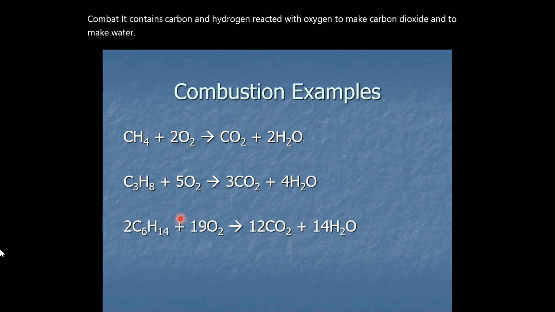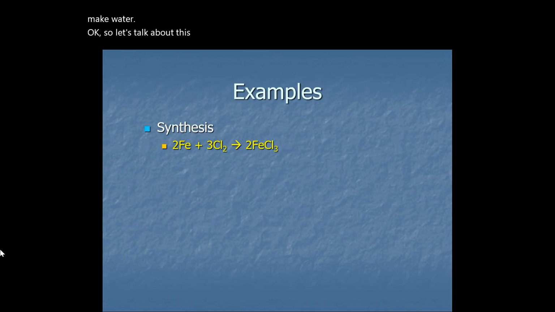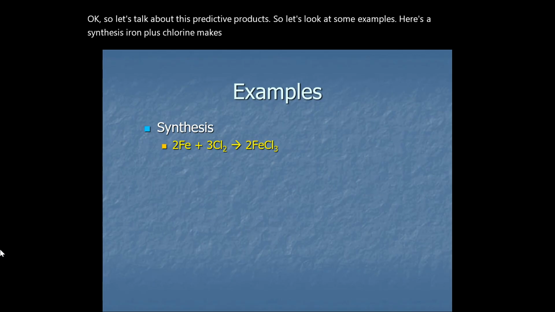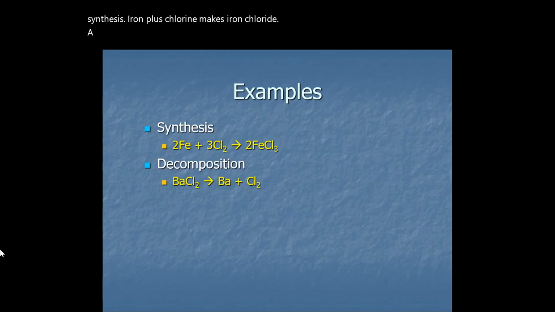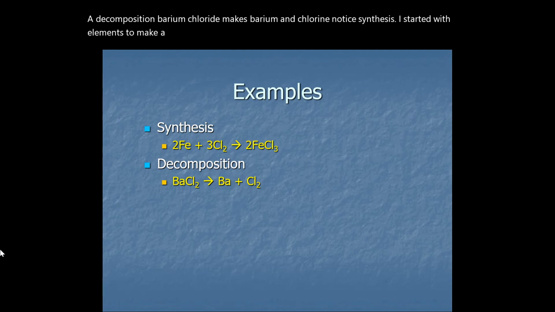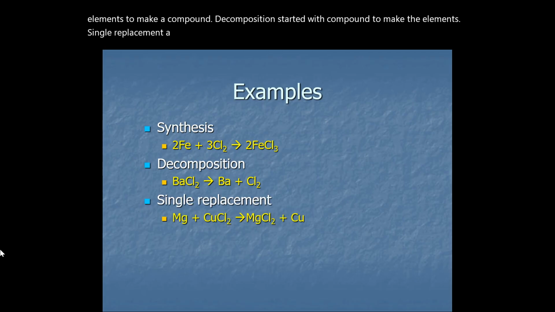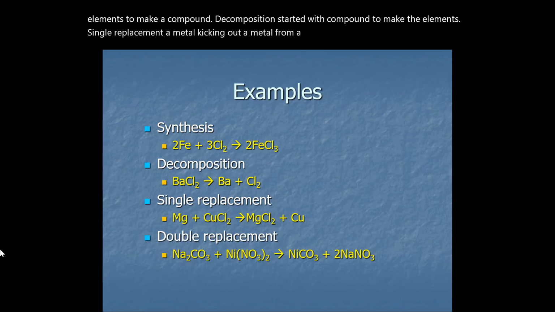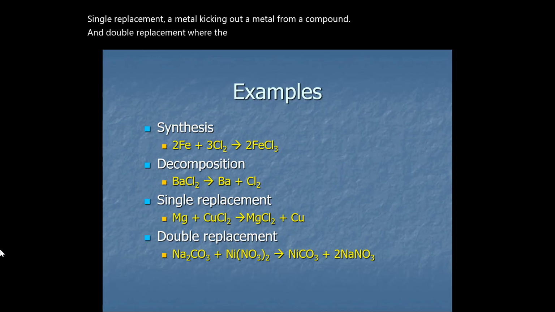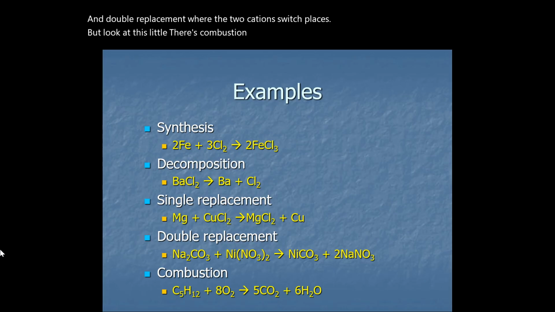Okay. So let's talk about predicting products. Let's look at some examples. Here's a synthesis. Iron plus chlorine makes iron chloride. A decomposition, barium chloride makes barium and chlorine. Notice in synthesis, I started with elements to make a compound. In decomposition, I started with a compound to make the elements. Single replacement, a metal kicking out a metal from a compound. And double replacement, where the two cations switch places. There's also combustion, in this case pentane reacting with oxygen to give you carbon dioxide and water.